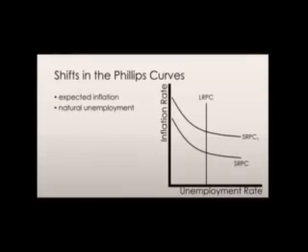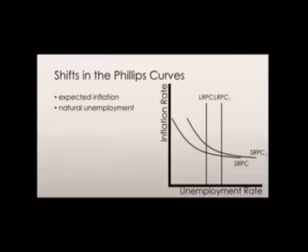curve shifts downward. A change in the natural unemployment rate will shift both the long-run and short-run Phillips curves. An increase in the natural unemployment rate will shift both curves outward, and a decrease in the natural unemployment rate will shift both curves to the left. In both cases, the expected inflation rate does not change, and thus there is no vertical movement of the short-run Phillips curve. The movement is only horizontal.